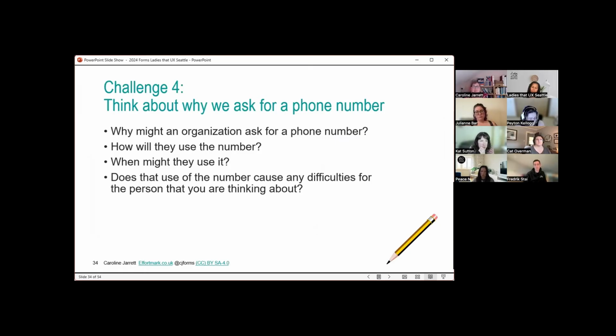which is, why might an organisation ask for a phone number now that we're in 2024 and it's not just about talking to people on the phone? How would they likely use that number, and when might they use it? And does any of those uses of numbers actually cause any difficulties for the person you might be thinking about? So I wondered if anyone had any suggestions, perhaps for the chat, of how organisations now actually use phone numbers.